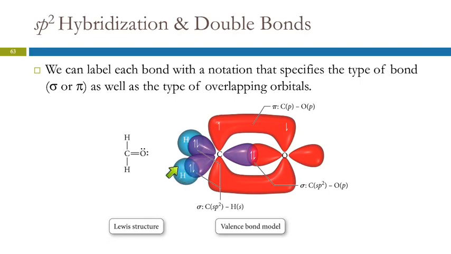So these two bonds are sigma bonds. So sigma and then a colon. And we've got C in parentheses sp2. So that's the type of orbital on the carbon that's overlapping. Dash the other atom, hydrogen, and the hydrogen has an s orbital. This bond is also a sigma bond, an end-to-end overlap, where we have carbon contributing an sp2 hybrid orbital overlapping with oxygen's p orbital. And then the pi bond is between a p orbital on carbon and a p orbital on the oxygen. Any questions?